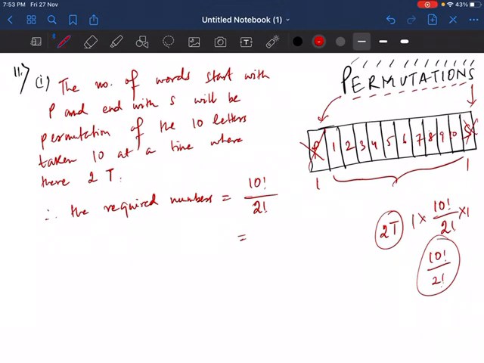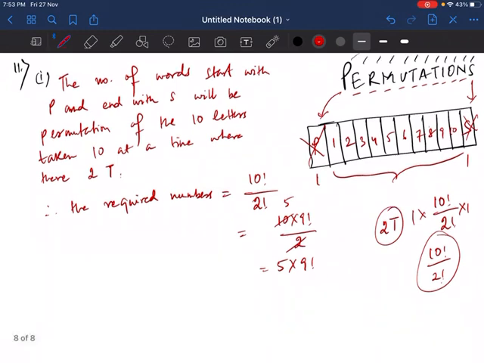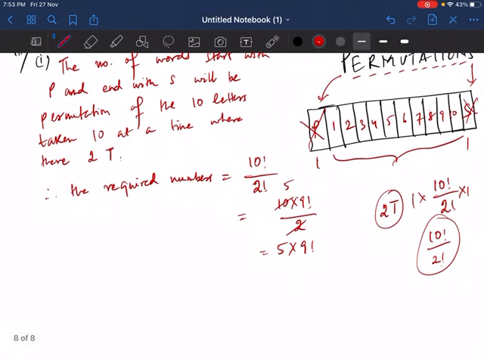you can write this 2 factorial, so we can cut this into 10 into 9 factorial divided by 2. So you can write this as 5 into 9 factorial. Then you can multiply and you can write the answer. Okay, so that is my question number 1, where P and S are fixed.